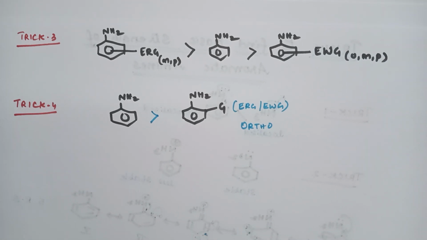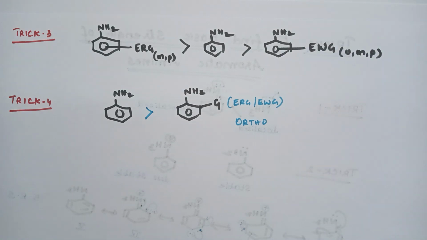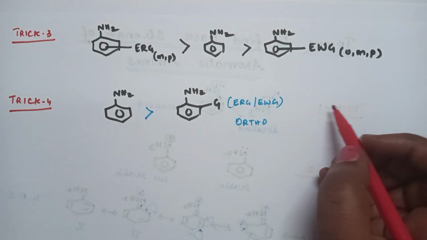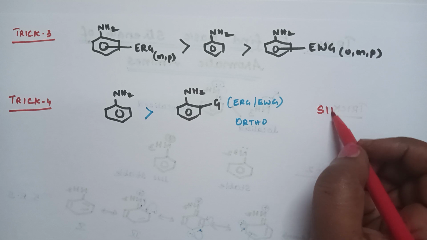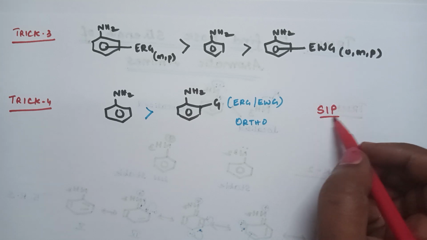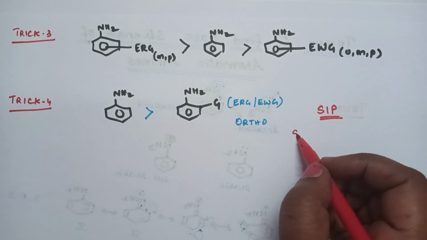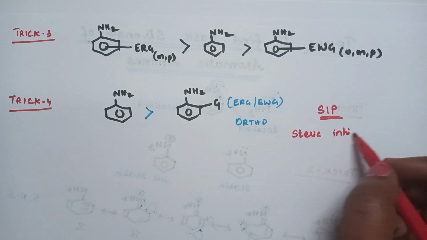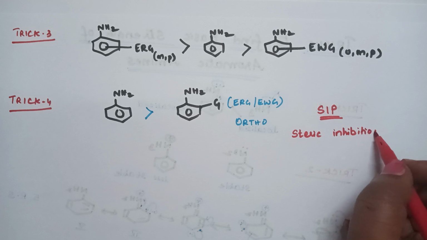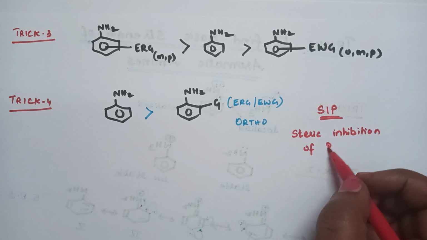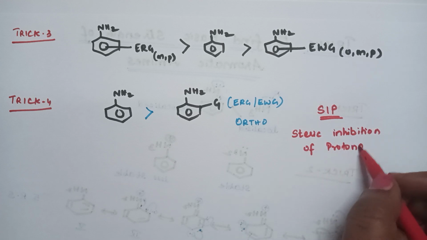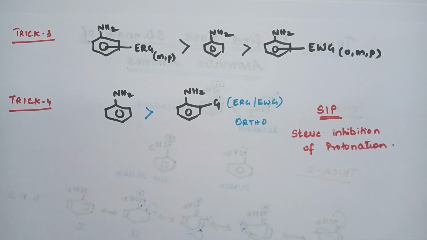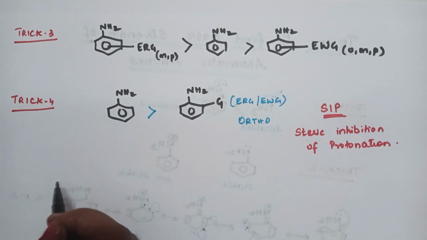What is the reason for this? The reason for this is SIP. What is SIP? SIP is steric inhibition of protonation. We'll understand this: what is steric inhibition of protonation? So first take aniline.